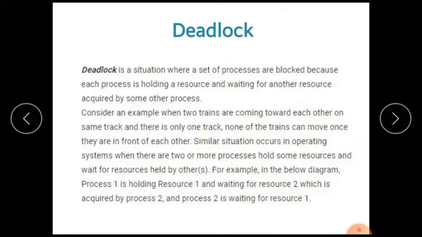In this case, a situation arises in which all the transactions are in a circular waiting condition, and none of them can proceed further. This is known as the deadlock situation. For example, in the next diagram, we can see process 1 is holding resource 1 and waiting for resource 2, which is held by process 2, and process 2 is waiting for resource 1.